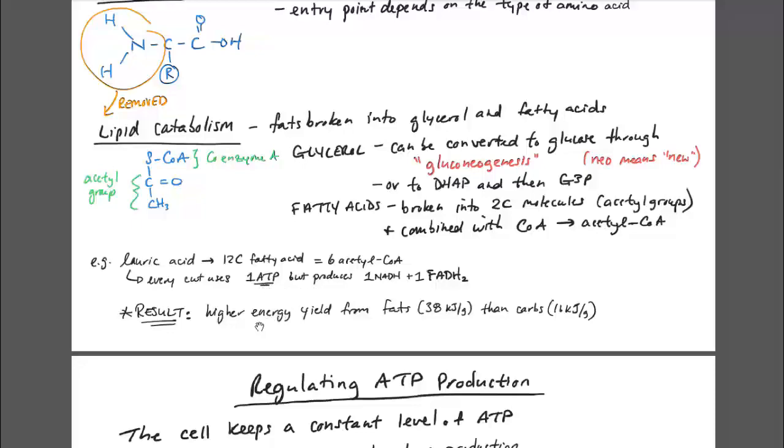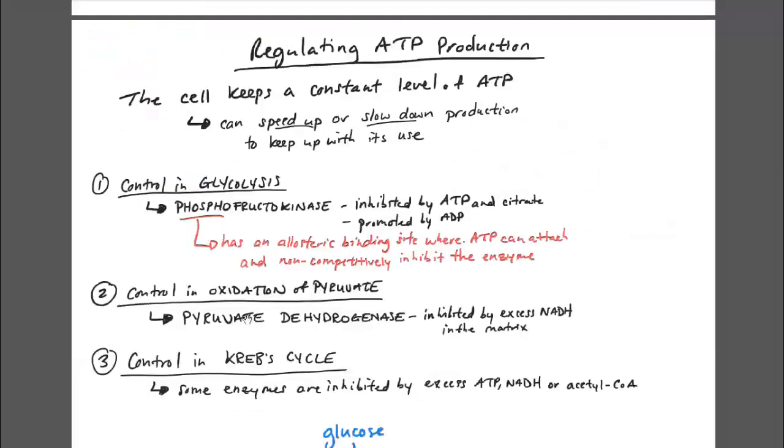So that's why you're going to see that fats actually end up giving us a higher energy yield if you were to burn a fat, 38 kilojoules per gram, than a carb. So pretty much just over twice as much energy in a fat as there would be in a carb.